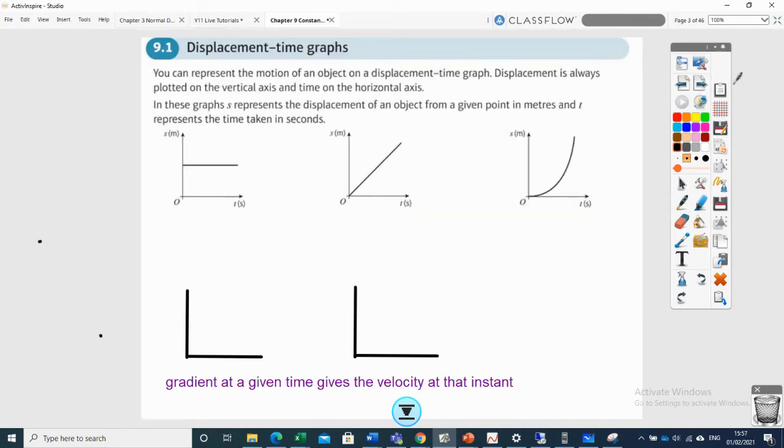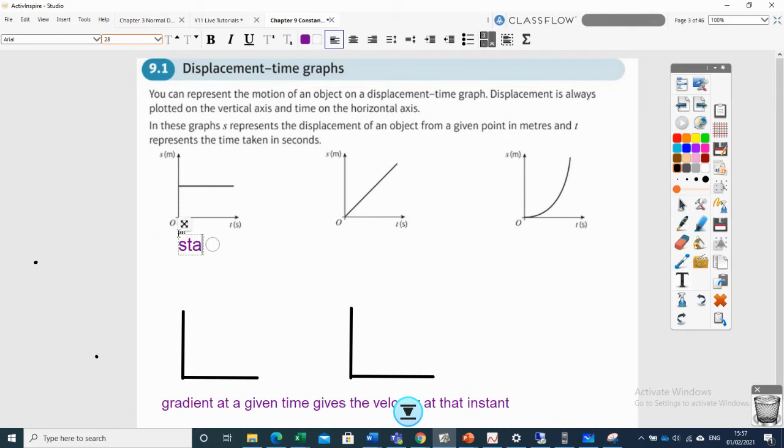Moving on to the shape of various types of graph. We've got 3 graphs here, and I've got 2 extras which I'm going to draw for you. In this graph, we've got S, the displacement, on the y-axis, and T, time, on the x-axis. We can see this line here represents a journey, and this journey has not changed the displacement. The distance from the start has not changed, therefore this object here is stationary.